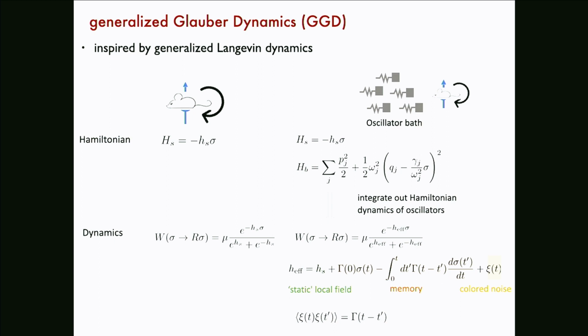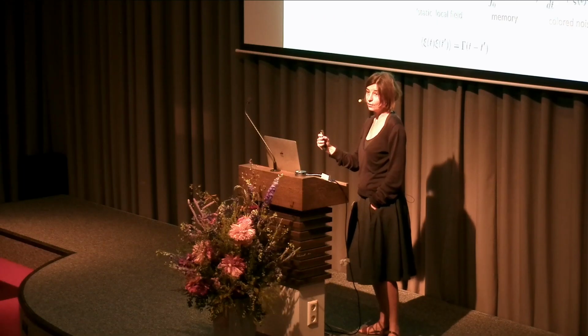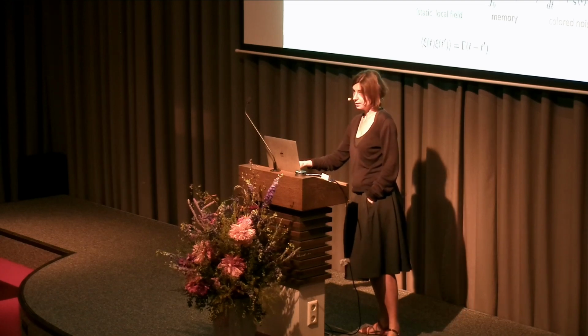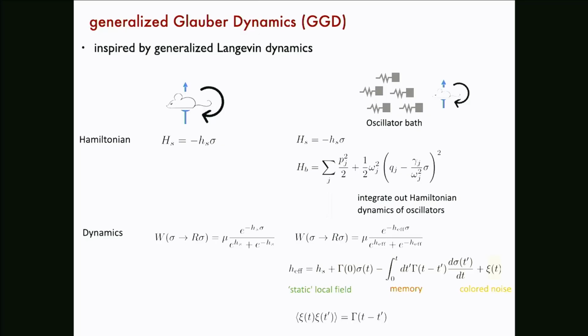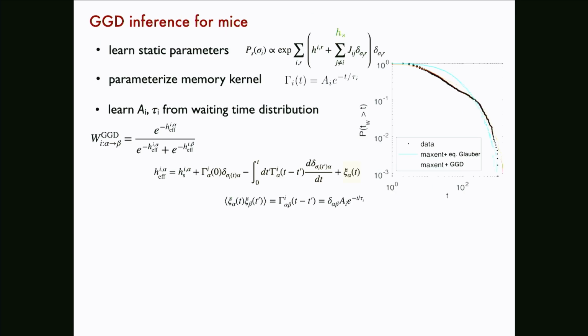And the effective field has the static local field put in. It has a memory term with a very concrete prescription, and it has colored noise whose correlator is given by this kernel of the memory. And it's one prescription. There's no other way, okay? That's the thing. And if you want to know how this works, well, that was on Xiaowen's post.